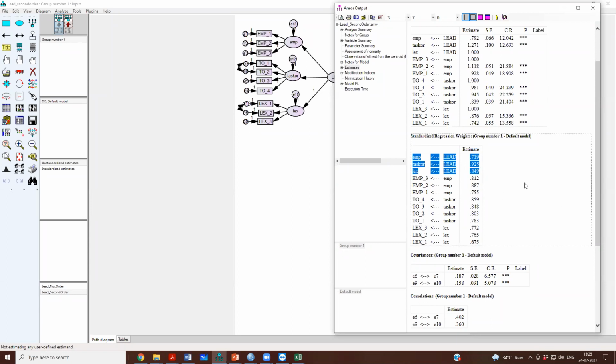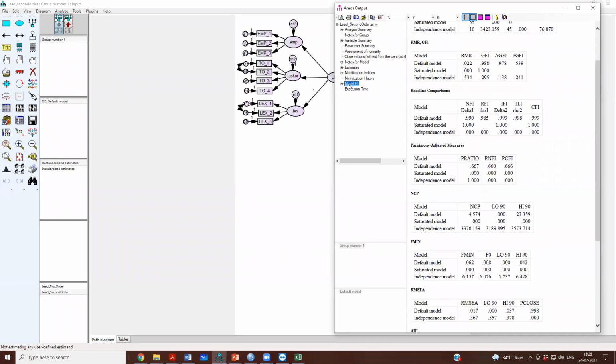Leadership to EMP, these are the loadings: 0.719, 0.92 and 0.849, and we see that all the three loadings are very good, and therefore the second order factor model seems to be working well. We can compute the AVE and CR again, and I will do it in a while. At this time we'll just hold it.